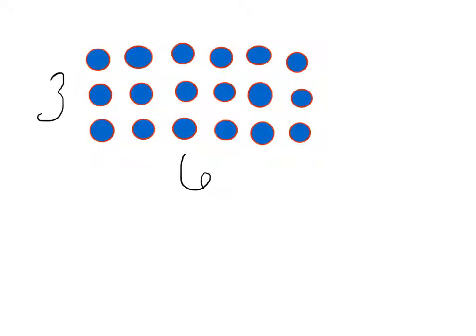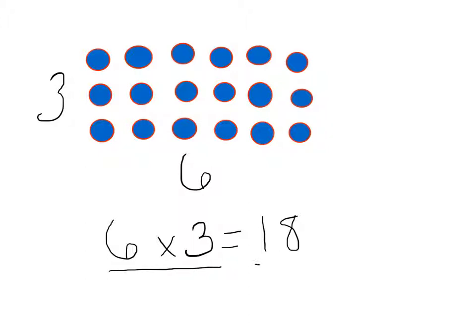I have here a 6x3 array, as you can see. And we're going to work a little bit on division practice here. We know that 6 times 3 equals 18, as shown in the picture and shown right here. 6 times 3 equals 18.